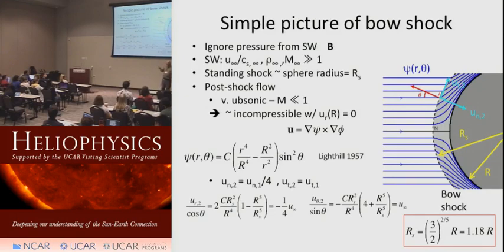So I'm afraid we don't have time. Merav Opher will talk about shocks. But just take it from me that the maximum compression ratio you can get from a shock is 4. And that is what we're assuming here. And so if the density goes up by a factor of 4, and you conserve mass, then your flow speed goes down by a factor of 4.